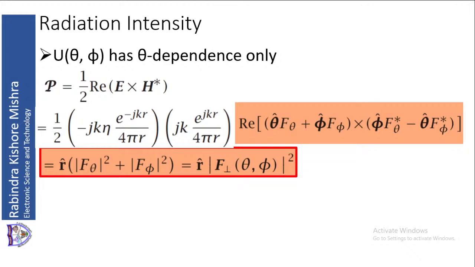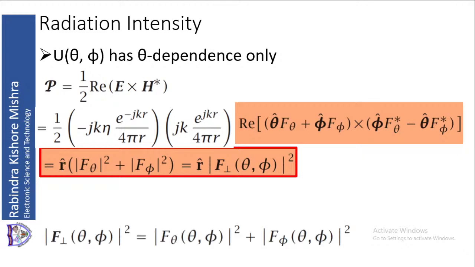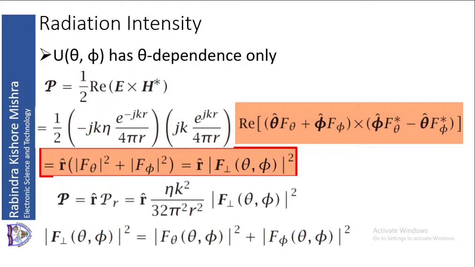Now this is written as F perpendicular theta phi. This is the general expression, but it is independent of phi, so we can write absolute F perpendicular theta square. That is also correct. Now what is this F perpendicular theta phi? You can write simply that absolute square of F perpendicular theta phi is equal to absolute square of F theta theta phi plus absolute square of F phi theta phi.